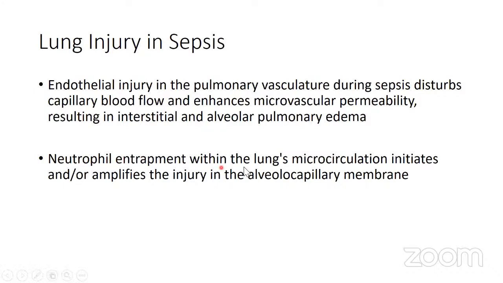But also, neutrophil entrapment within the lungs' microcirculation initiates and or amplifies the injury at the alveolar capillary membrane. And remember, I've already mentioned to you that the neutrophils are actually living longer than they should. Therefore, they're continuously picking up all the damage and everything, and therefore they just continuously cause more damage.